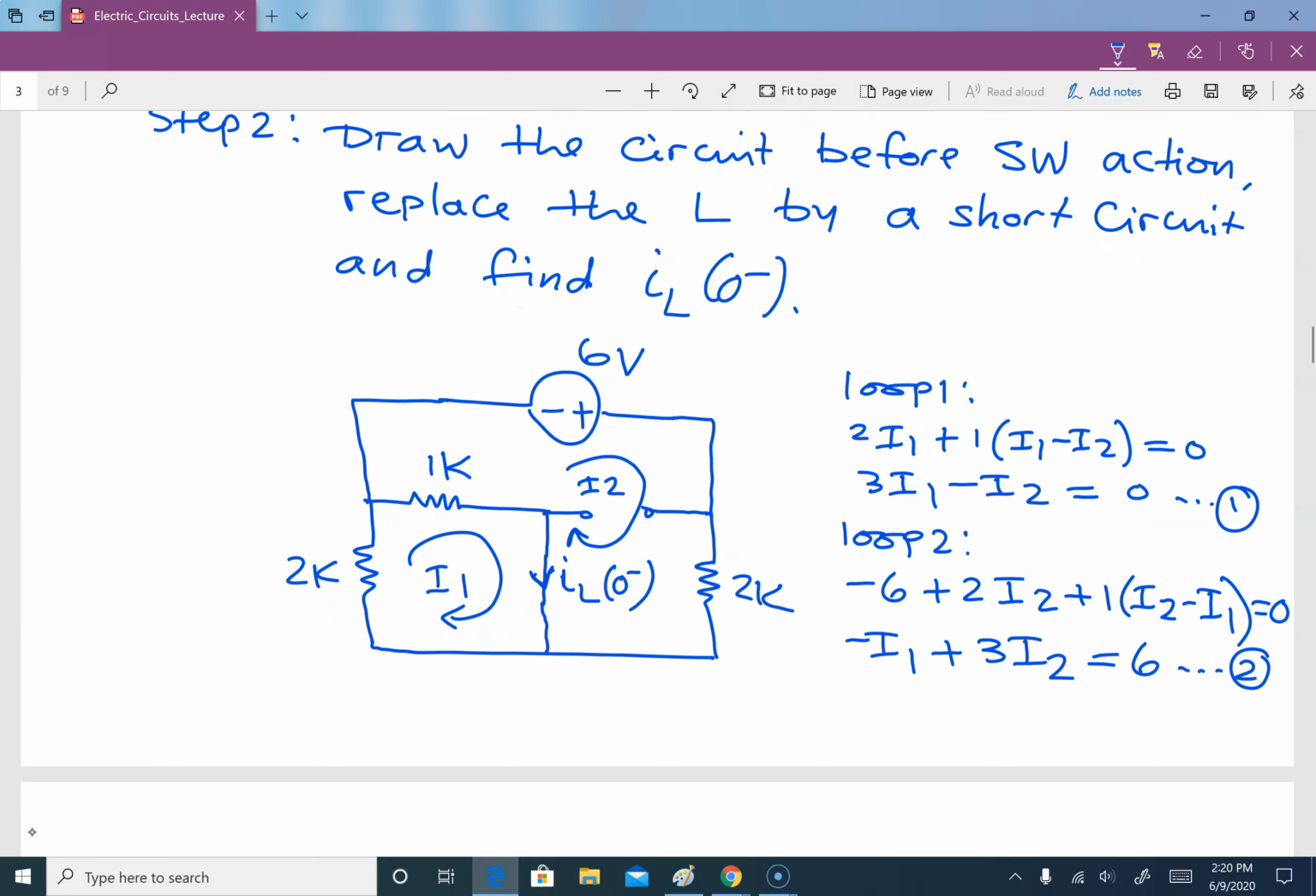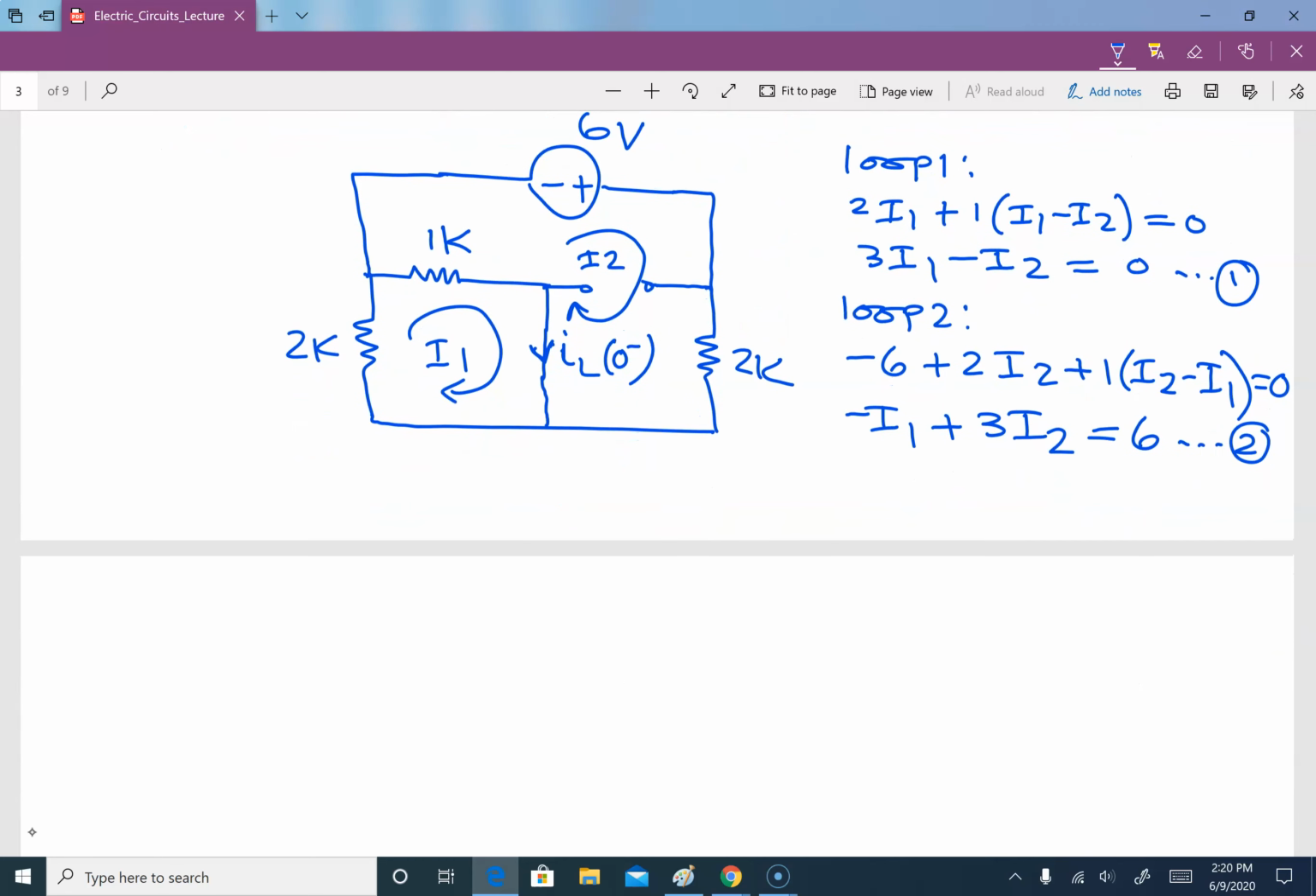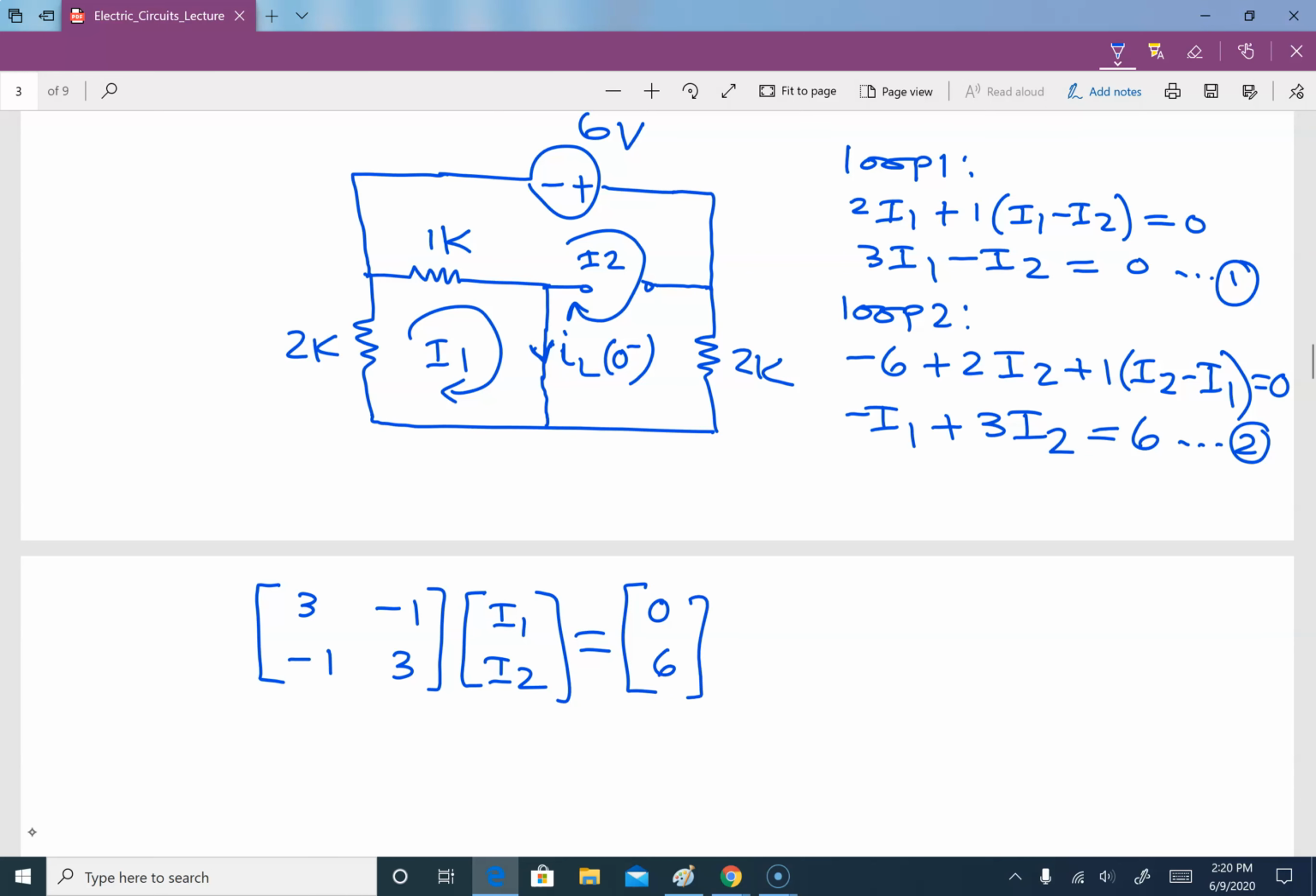So we have two equations now and two unknowns. So we can put that in matrix form and solve. That is 3, negative 1, and the 3, multiplied by I1, I2. That is equal to 0 and 6. So from that, we can get our I1 to be 0.75 milliampere and I2 is 2.25 milliampere.